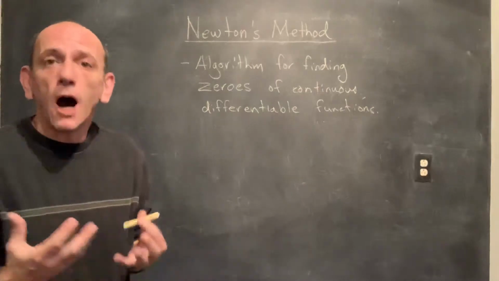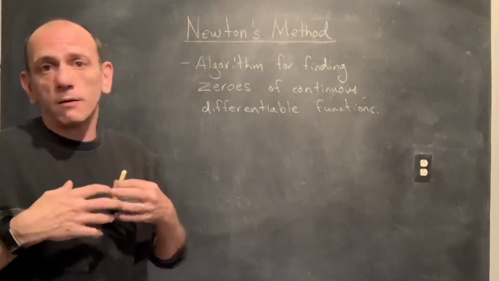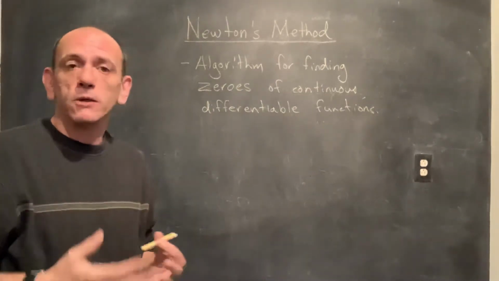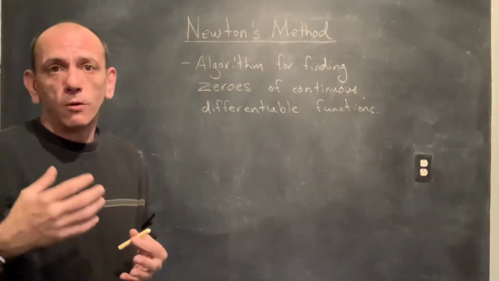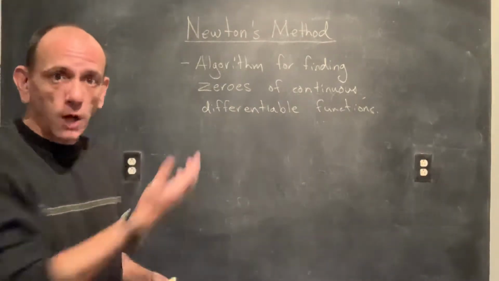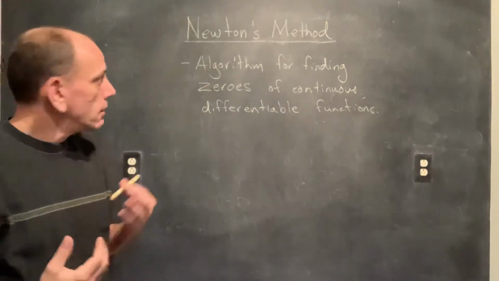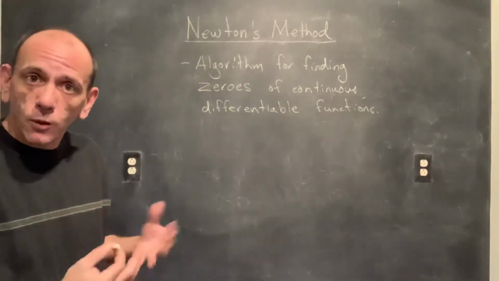So there may be other types of functions where there isn't any clear or straightforward way to find those zeros or solve for those zeros, other than using some method like this to approximate them.